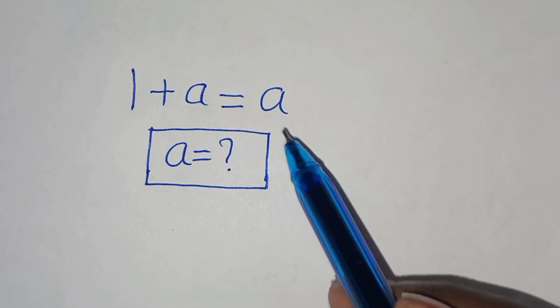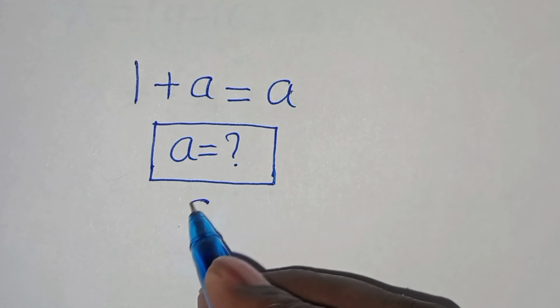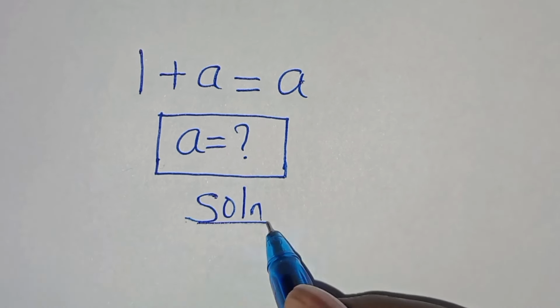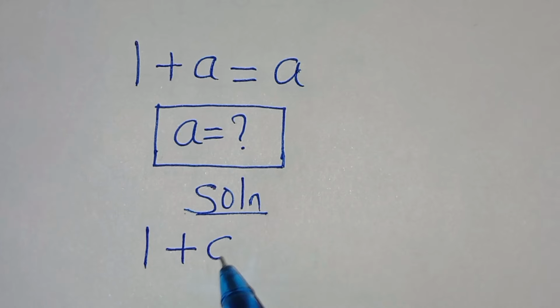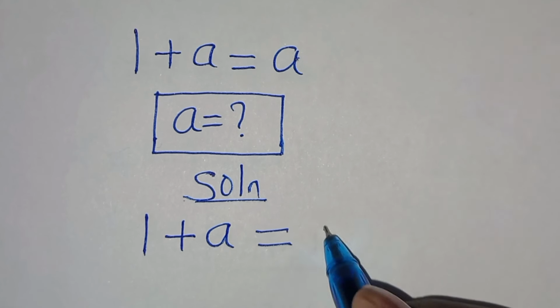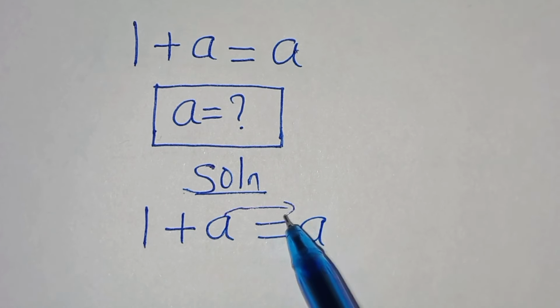1 plus a, this is equal to a. So what is the value of a? Now, let's provide a solution from here. So we have 1 plus a, this is equal to a. Now, let's take a on the right hand side.